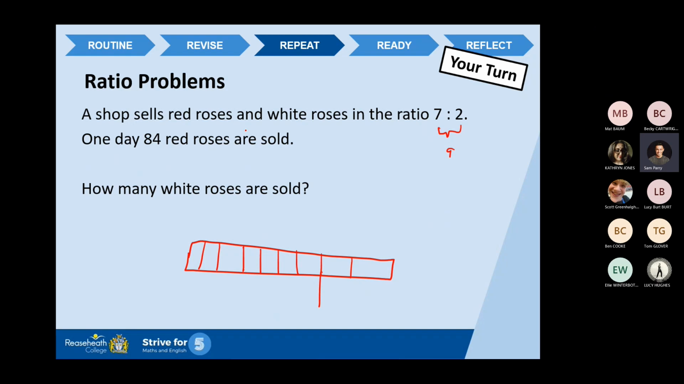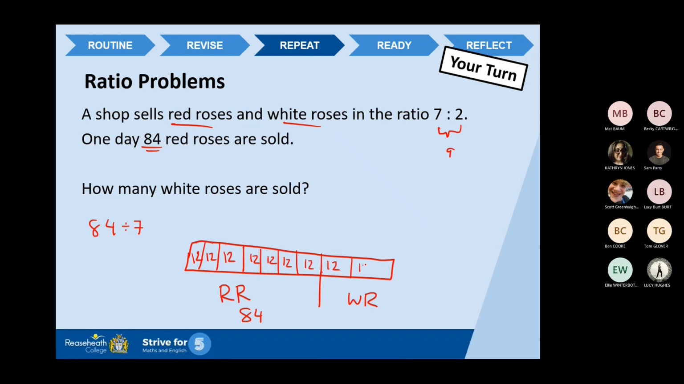Oh no, whoa. I need to label it. Red and then white. So red roses are R. White roses, WR. One day they sold 84 red roses. So next to the red roses, I put the number 84. I'm dividing that between 7 boxes. 84 divided by 7 is 12. So 12 in every box. Boom, boom, boom.